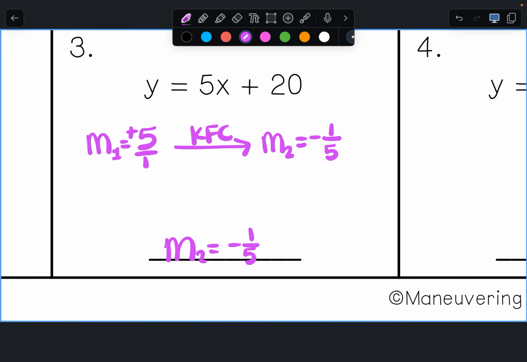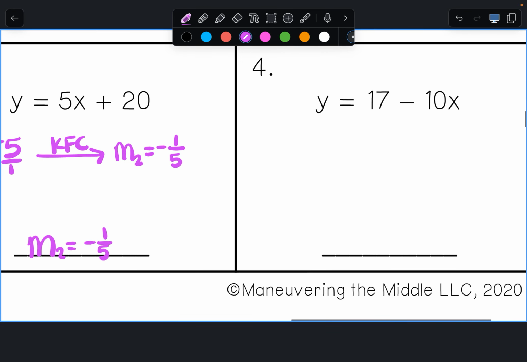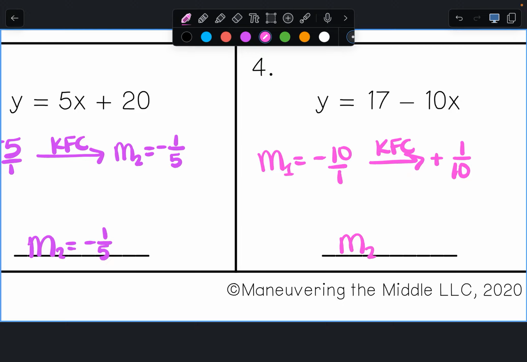Questions? Everything else is pretty much going to be the same as yesterday. This is the biggest difference. You have to remember you're going to keep, flip, and change. So our original slope is negative 10. Make sure you put that over 1 because we need something to flip. We flip 10 over 1 to become 1 over 10, and then you change the sign to become positive. So the slope of a perpendicular line is positive 1 over 10. Questions?